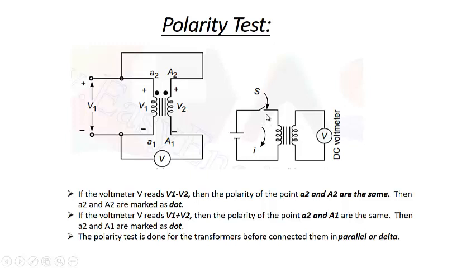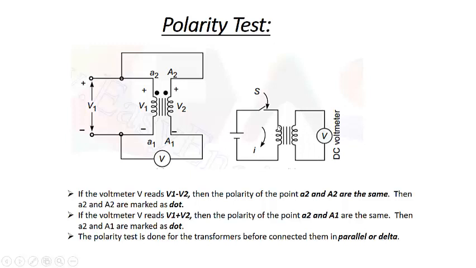We use a switch on the primary side of the transformer and a DC battery, and at the secondary we use a DC voltmeter. When the switch is closed, during that transient, when the current increases, there will be a changing flux linking this. The voltmeter will show some deflection. If it shows a positive deflection to the right, that means this is positive, this is negative, and the current is flowing in this direction, so this will be positive and this will be negative.